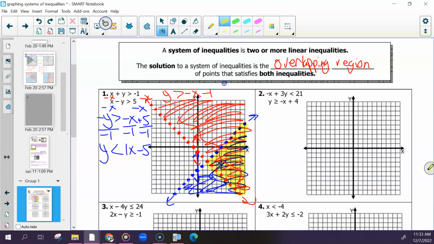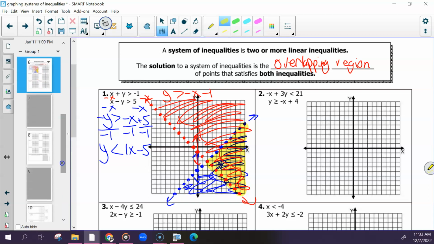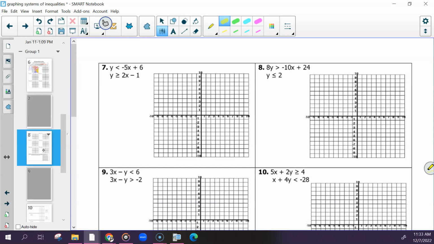Before we move on to the next one, do you have any questions about that? We're going to do 7 on the back of this. These are both already in slope-intercept form, so we just need to graph them. For the first one, start at positive 6. We can't go up 5, so down 5 and to the right one, as many times as possible.